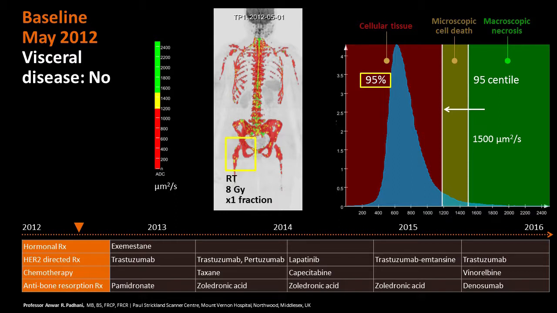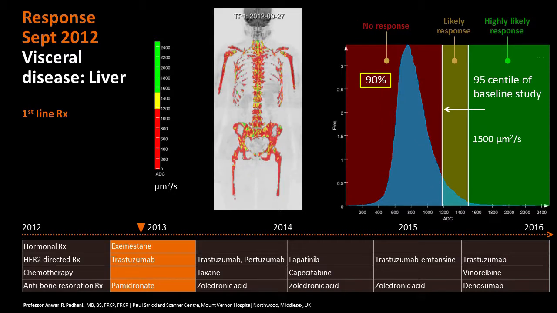We also give her 1 fraction of radiotherapy to the right hip. We initially treat her with exemestane and Herceptin therapy, and we see her some months later. And you can see that there has been a very modest response to treatment. There are only small scattered areas of yellow and green. This is not a clear response to treatment.